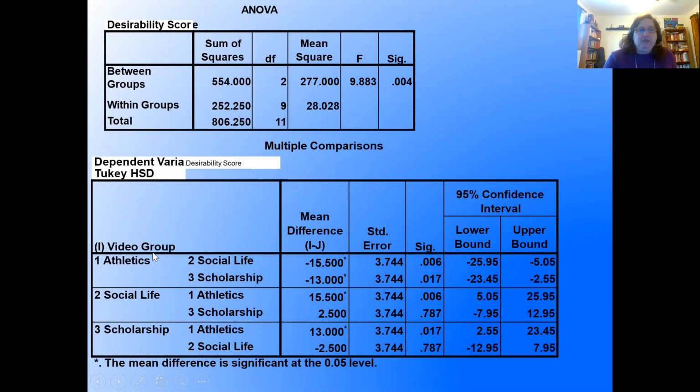So you might want to take a note of this. Athletics and social life is different. Athletics and scholarship is different. We have one more to look at, and that's social life and scholarship. That's row 4, 0.787. Is that less than 0.05? And the answer is no, it's not less than 0.05. So that one's not different. So there is a difference between athletics and social life and athletics and scholarship, but not between social life and scholarship. So let's go back to the answers.